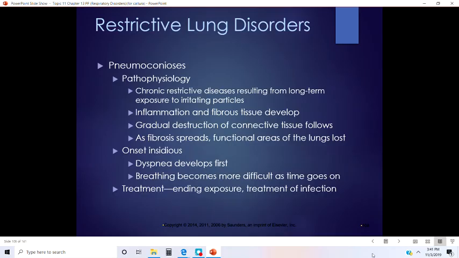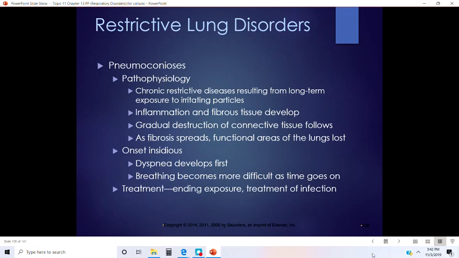And there's a gradual destruction of the connective tissue within the lung also. As this fibrosis gets worse within the lung, the functional areas of the lung are going to be lost. And this is when the individual is going to have difficulty breathing. So the onset is basically insidious. It takes a long period of time. It just doesn't develop tomorrow. It comes on over a long period of time, where the individual has dyspnea at first, and then the breathing is just going to get worse and worse as time goes on.